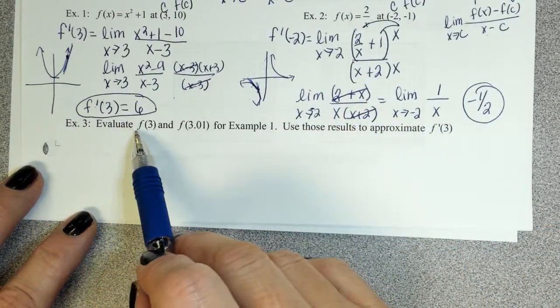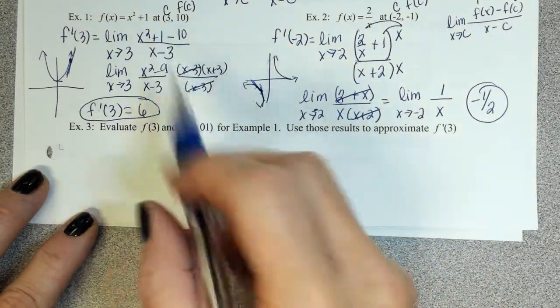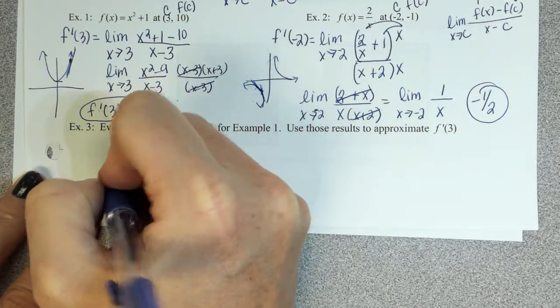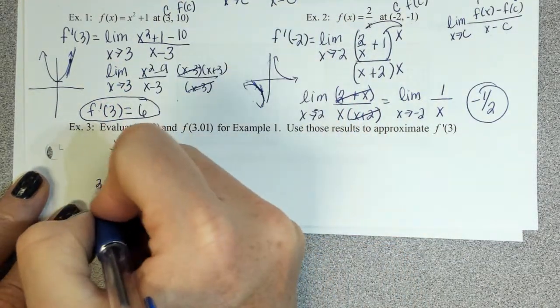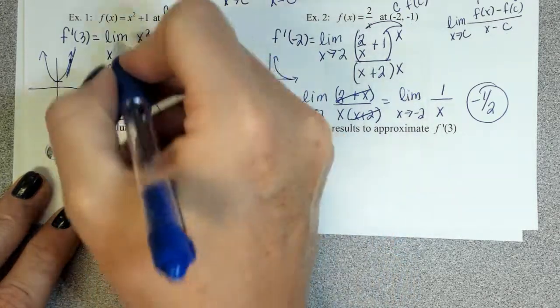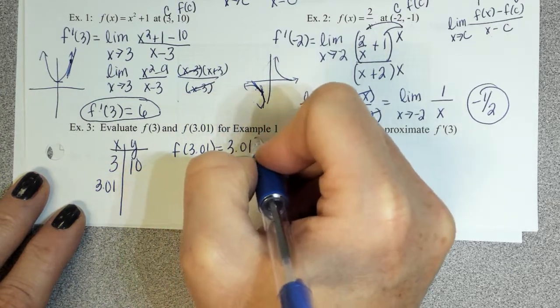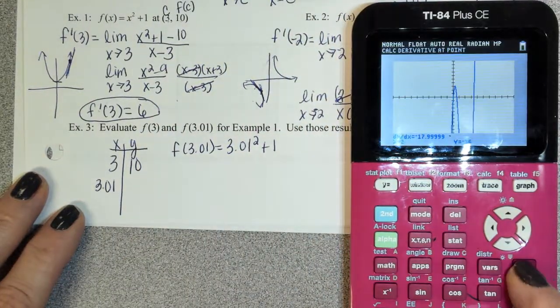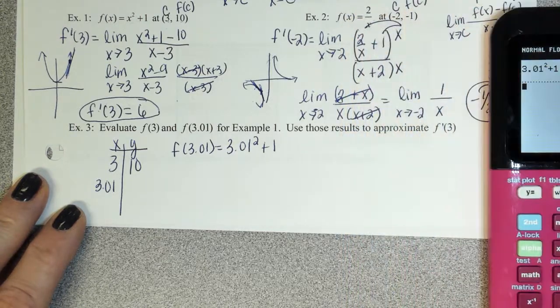All right, example 3. Evaluate f of 3 and f of 3.01 for example 1. So here's example 1. So I already know I'm going to make a table of values. If I plug 3 into this function, we already know it's 10. It was given. Now I have to plug 3.01 into that function. So if I do that, f of 3.01 is going to be 3.01 squared plus 1. If I do 3.01 squared plus 1, here's what I get, 10.0601.